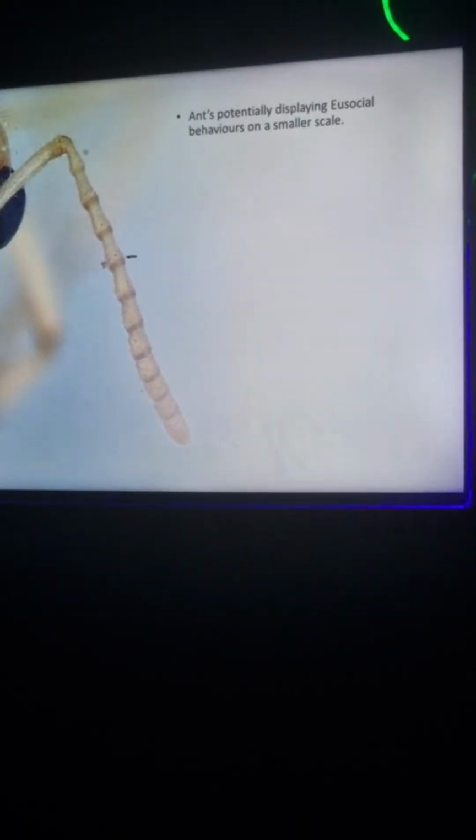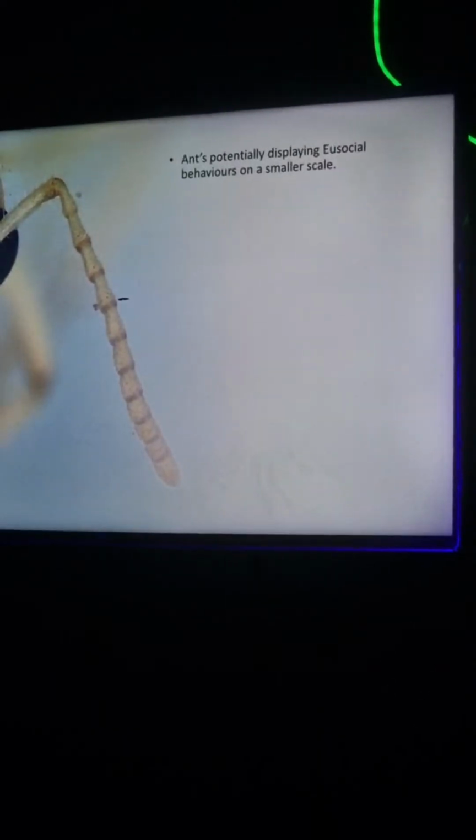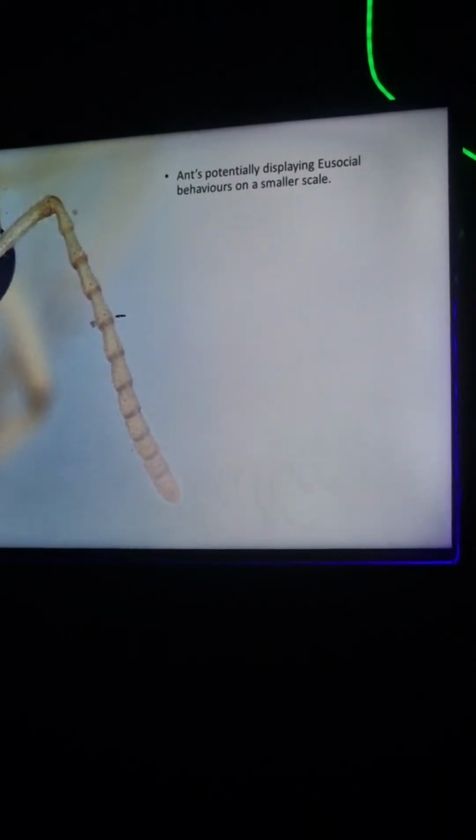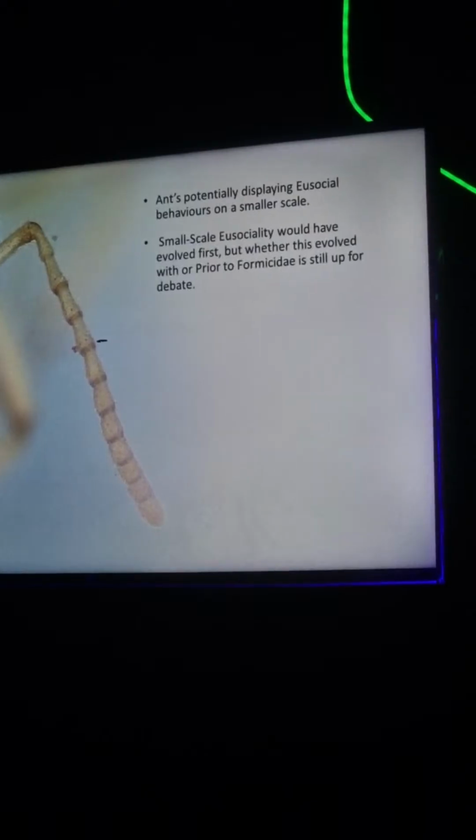So starting off with the first one, ants do potentially display eusocial behaviours on a small scale initially when they first evolved. Evidence does seem to indicate that eusocial behaviours were not seen at all until the family of Formicidae first appeared.